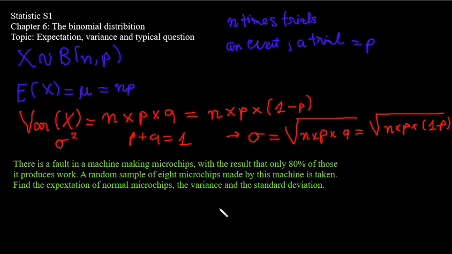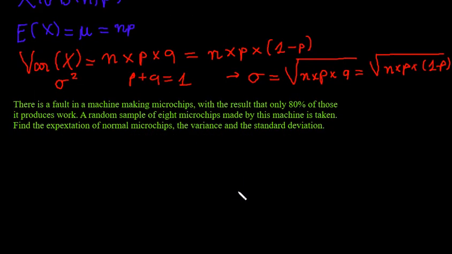Now we will take a look at the questions down here. There is a fault in a machine making microchips, with the result that only 80% of those it produced work. A random sample of 8 microchips made by the machine is taken. Find the expectation of normal microchips, the variance, and the standard deviation. First of all, we work on the expectation of normal chips, because the probability of a normal chip is 80%, which is 0.8.